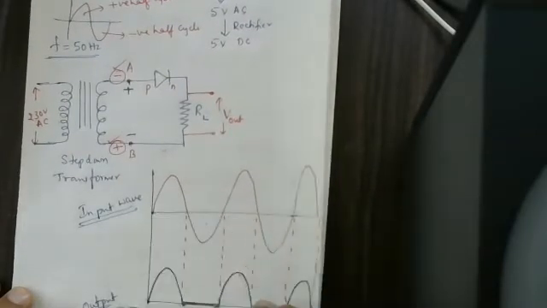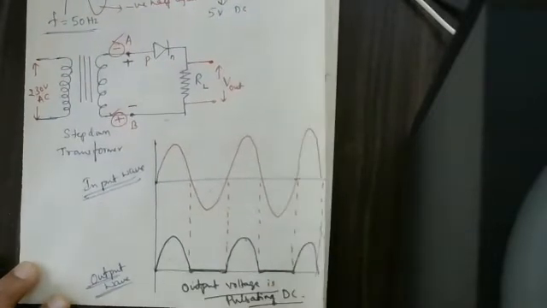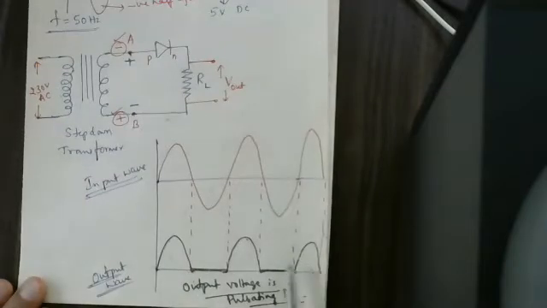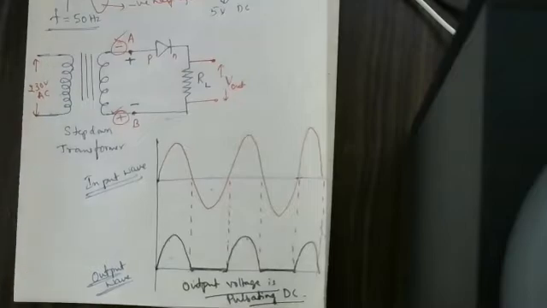This negative half cycle has been clipped off. Clipped in the sense that it has been cut down and removed. But if this negative half cycle is also converted into a positive half cycle, I can say it is a full wave rectifier. It is called by the name the full wave rectifier.